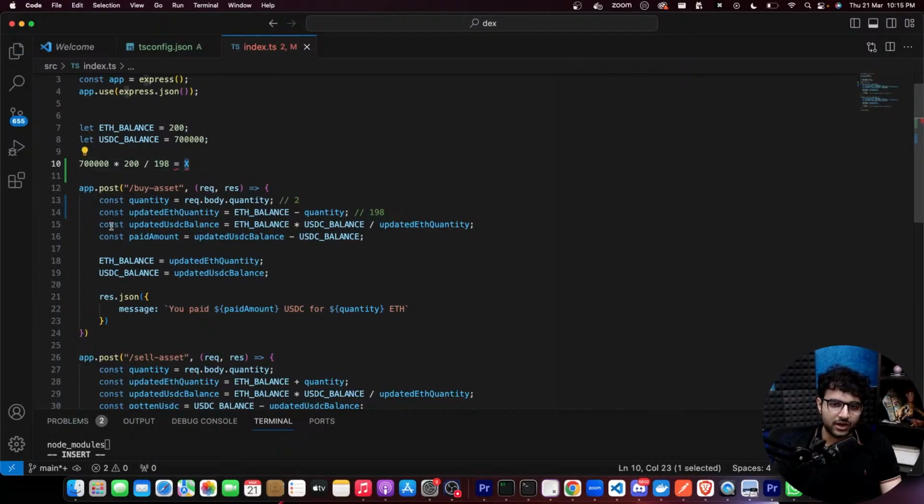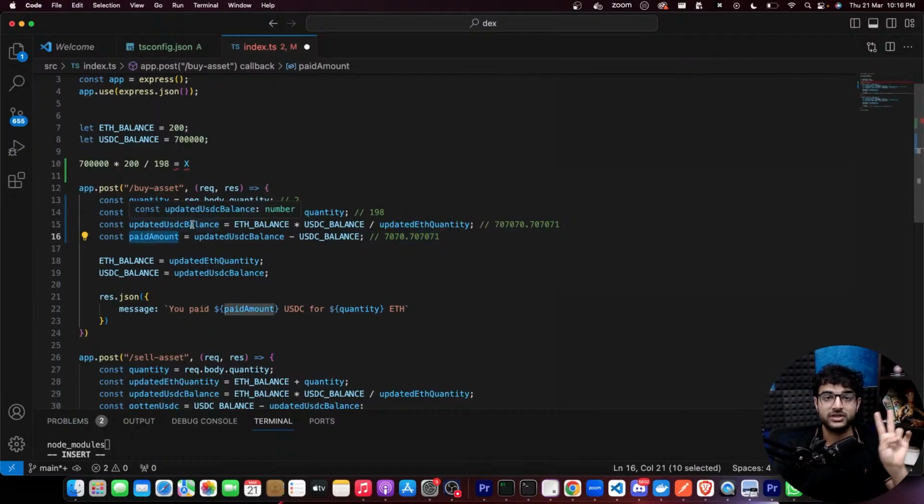That is exactly what I do here, the updated USDC balance. If this person is taking 2 ETH, they need to update the USDC balance in the pool to something new, which we calculate by this calculation, the constant product algorithm. If ETH quantity went down and became 198, then USDC balance should go up, which, if I put a number on it, becomes this. So the net USDC in the pool needs to be this much, which means how much does this person need to pay? 7070.707071. This much the user needs to pay for 2 Ethereum.